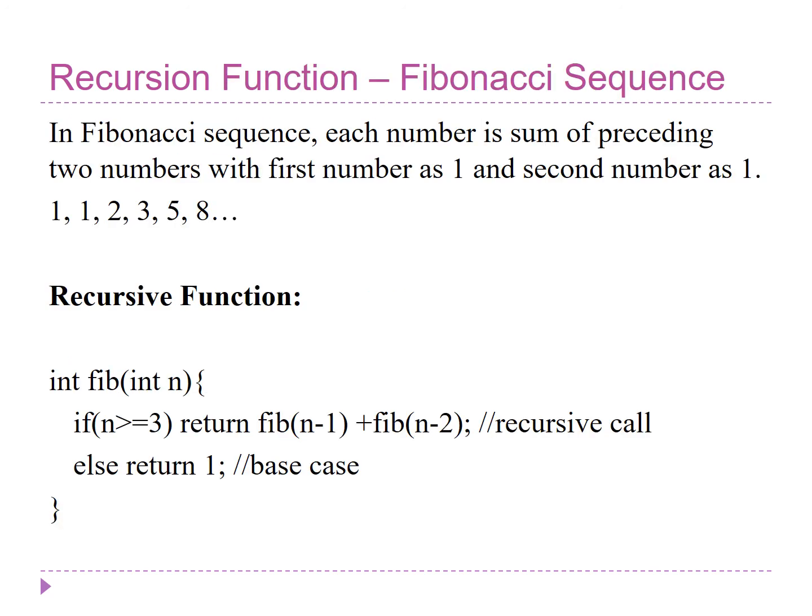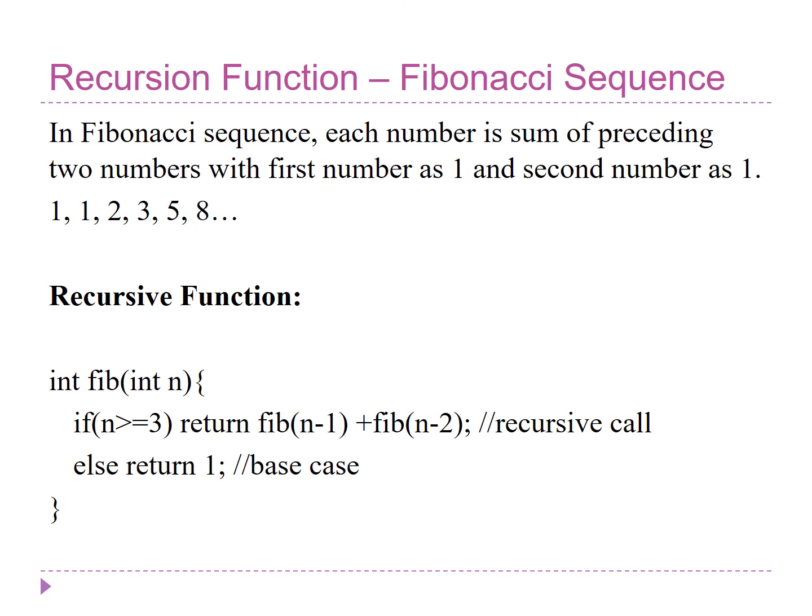Generation of Fibonacci sequence is another example of recursive function. In Fibonacci sequence, each number is the sum of the preceding two numbers, with the first number and the second number as 1. So, a Fibonacci sequence of 6 numbers would be 1, 1, 2, 3, 5 and 8.